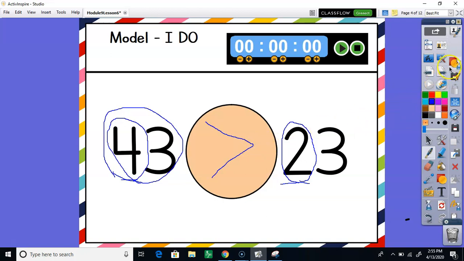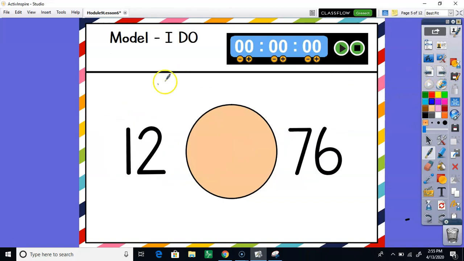Okay, let's try another one. So now I have 12 and 76.